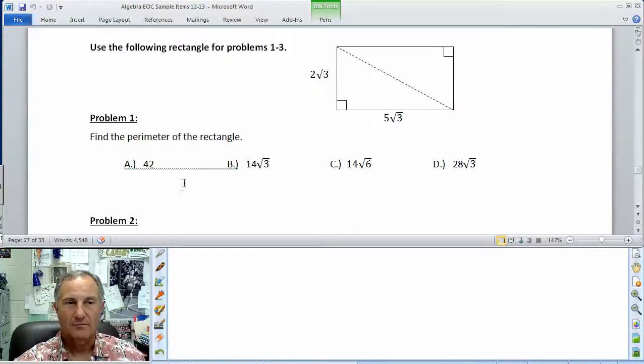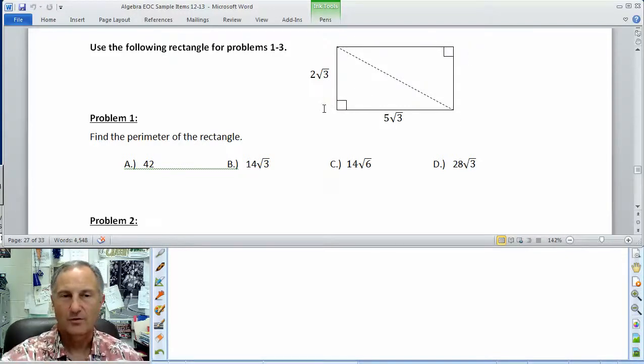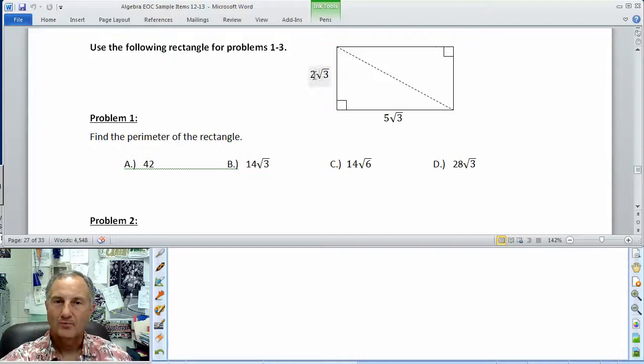So let's see what they got for us here. Find the perimeter of the rectangle. Remember, perimeter is the sum of the sides. We've already done some perimeter problems. So we're going to add, they're all going to be square roots of 3. 5 square root of 3 up here, 2 square root of 3 over here. So we can just add up the numbers in front. 5 plus 2 is 7, plus 2 plus 5, that's another 7. That's 14 square root of 3. Answer's B.